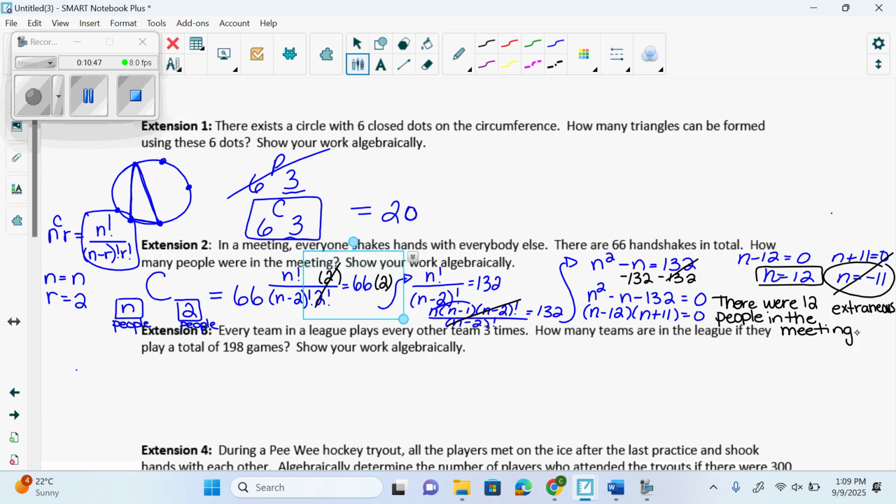Number 3 is often done worse than the handshake question. So, remember, when we do nCr, we have to decide what r is. r in the last one was 2 people shaking hands at a time, correct? So if we go to any type of sports game, for example, like basketball, soccer, hockey, football, baseball, tennis, how many teams play each other at once? 2. That doesn't change, does it?